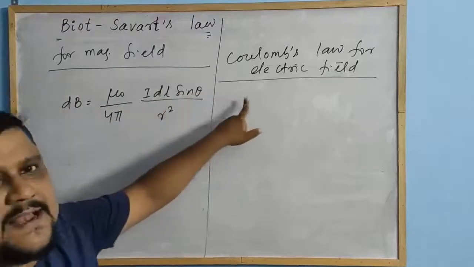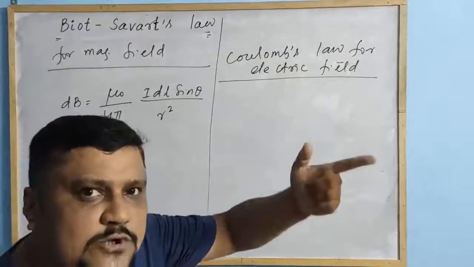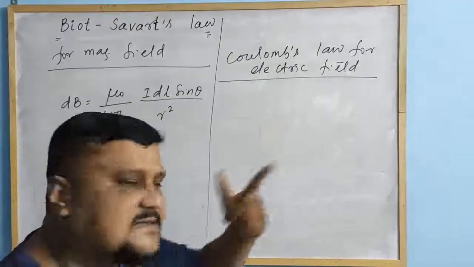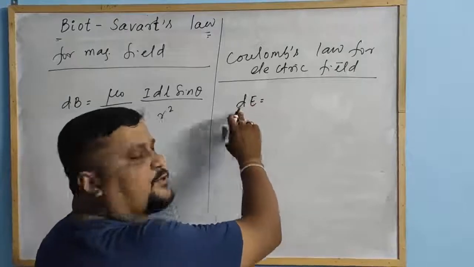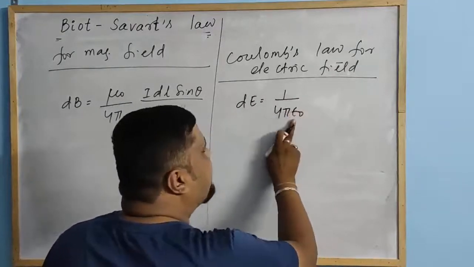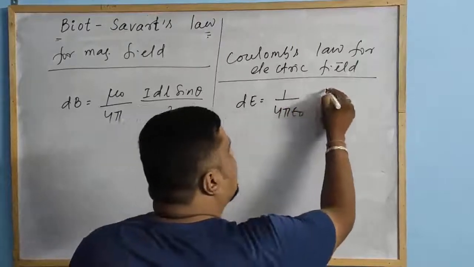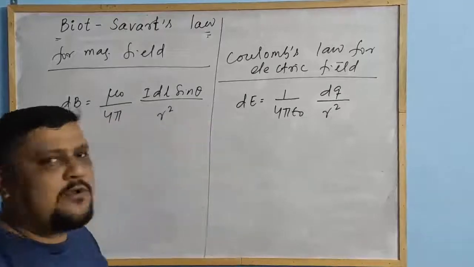But Coulomb's law for electric field we apply. By using Coulomb's law, we calculate the force. From that force, you can calculate the electric field for a charge. So for a small charge dq, dE is equal to what you can write? 1 by 4 pi epsilon naught, that is the permittivity of free space, then dq by r square. Now compare these two.